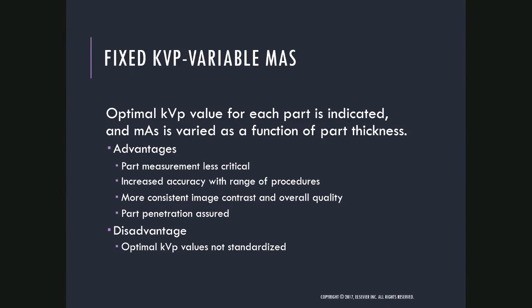And then part penetration is assured. When you use the correct kVp setting, you are always going to get adequate penetration of your part. The disadvantage is that optimal kVp values are not standardized. I might use 85 kVp for just about everything in the bucky, and somebody else might use 70 kVp for almost everything in the bucky. And there's no rules for or against either one.